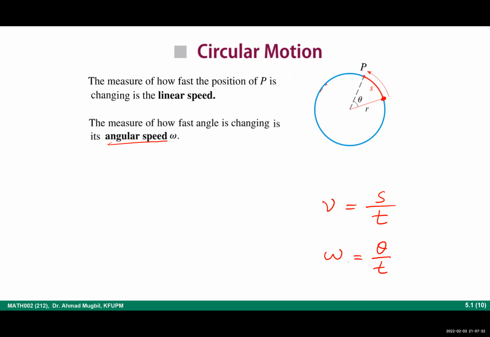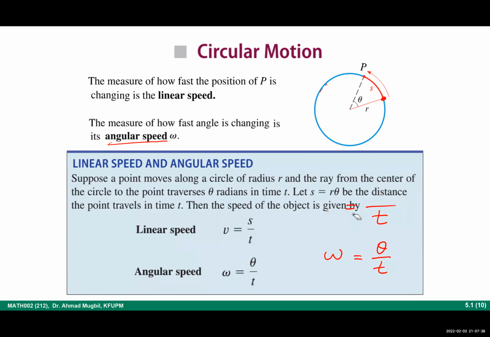Omega equals theta over t. Again, omega is a Greek letter. Formally, we define them this way. It is so important to read this definition, guys, because this is how we define the linear speed and the angular speed. We use these terminologies and this vocabulary in the questions that we will give you.